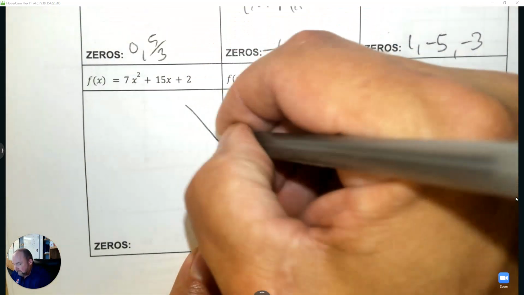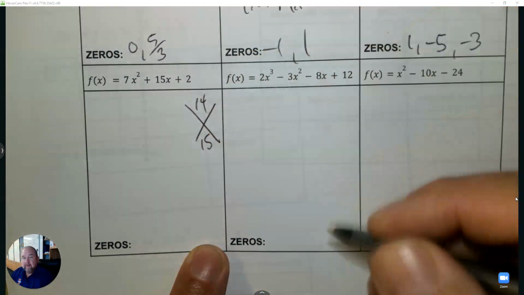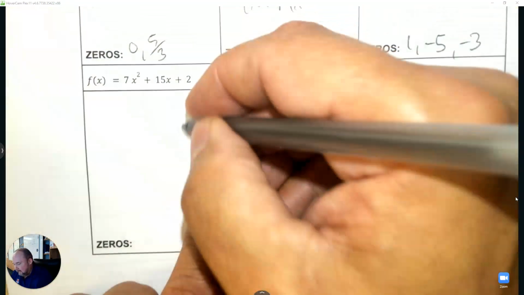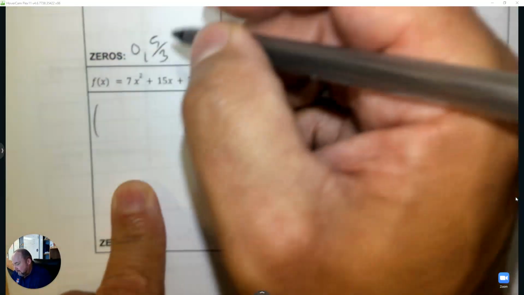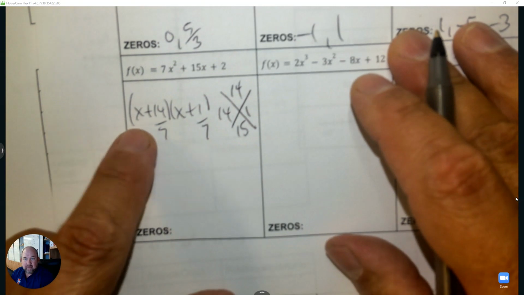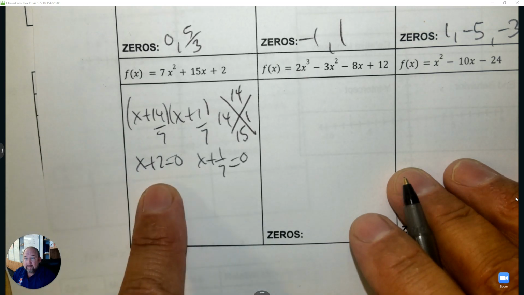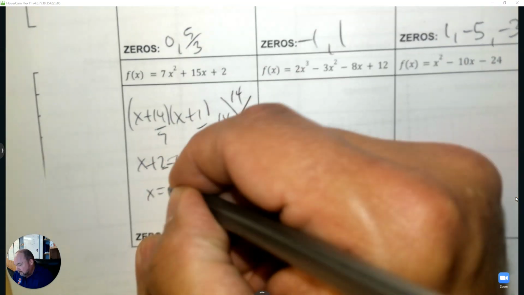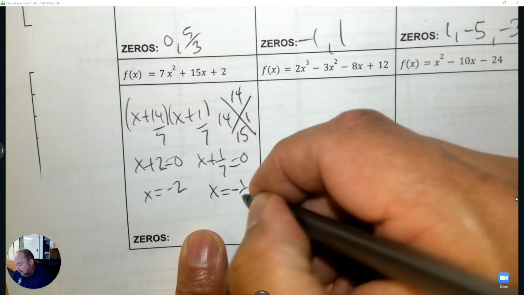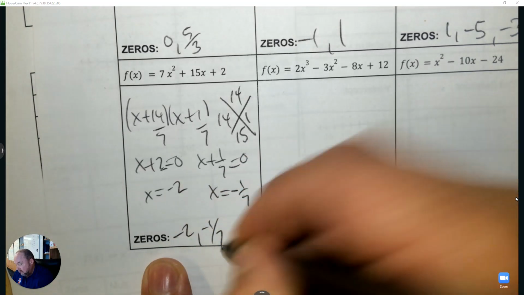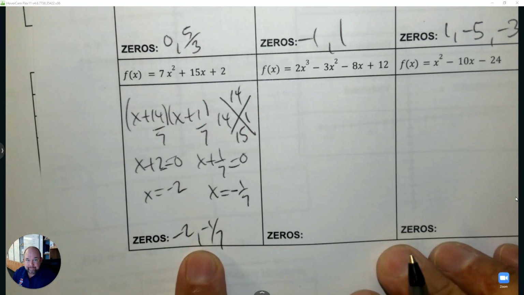Again, you should do it first. 7 times 2, and then 15. Two numbers that multiply to 14 and add to 15. So we have x plus 14 and x plus 1. Divide by 7. So when I divide by 7, I get x plus 2. Divide by 7, and I get 1/7. Again, I'm not going to slide the denominator because I'm looking for the 0. And then subtract 2. Subtract 1/7, and that's it. So it's negative 2 and negative 1/7.